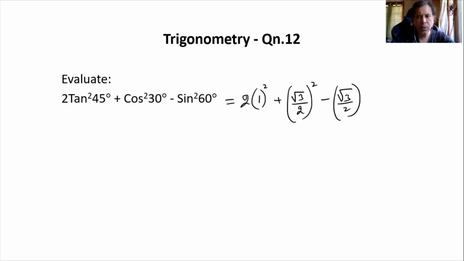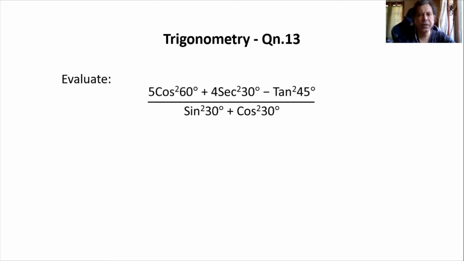Since there is a square, we'll be substituting that. This and this get cancelled. So ultimately we have 2 into 1 square, which is nothing but 2 into 1. So it becomes 2.